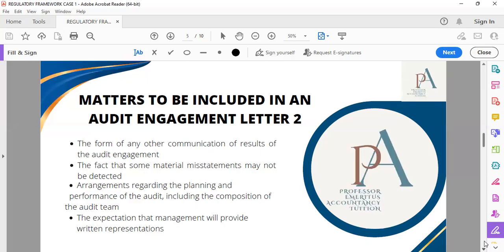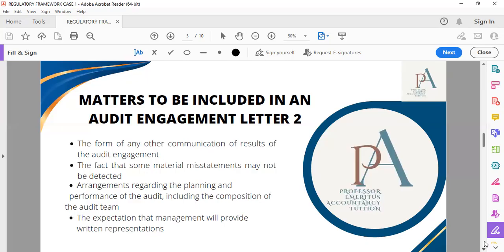But the objective of an audit is not to detect fraud. So they also make arrangements regarding the planning and performance of the audit, including the composition of the audit team. In other words, how long will the audit take? Is it going to be 1 month, 2 months, or 3 months? And they're going to state the number of audit staff members that they are bringing to the audit assignment.